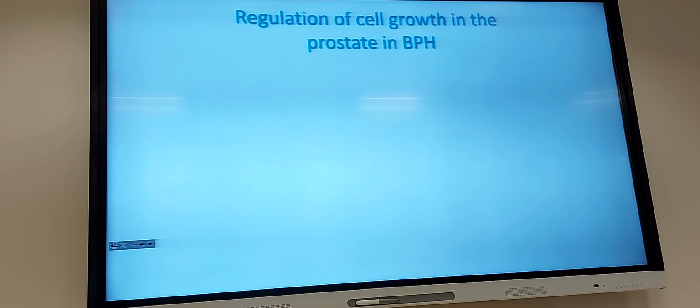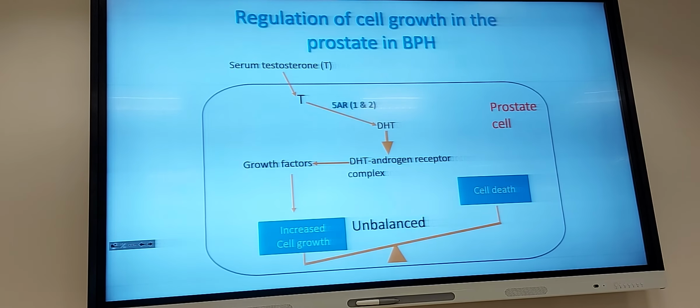So before we go into that, let's talk about the regulation of cell growth in BPH, which you already know. You know testosterone gets converted to dihydrotestosterone via the 5-alpha reductase enzyme. This is depicted as a prostate cell. So in that prostate cell, testosterone is being converted by 5-alpha reductase, and there are two isoenzymes or isoforms, 5-alpha reductase 1 and 2.